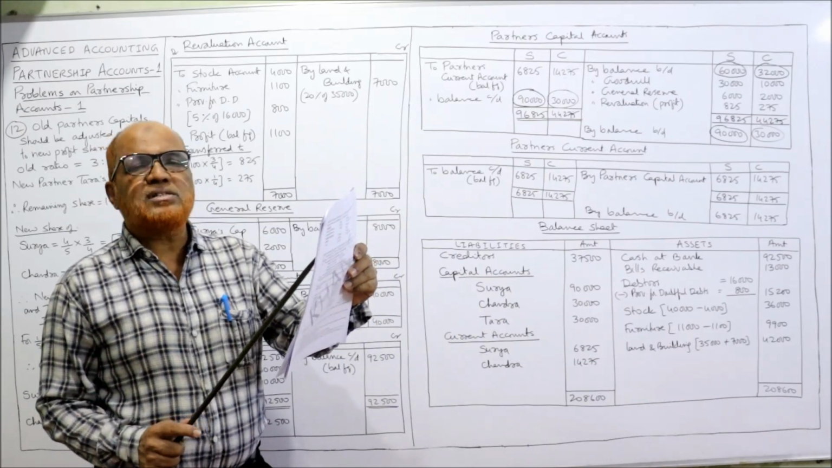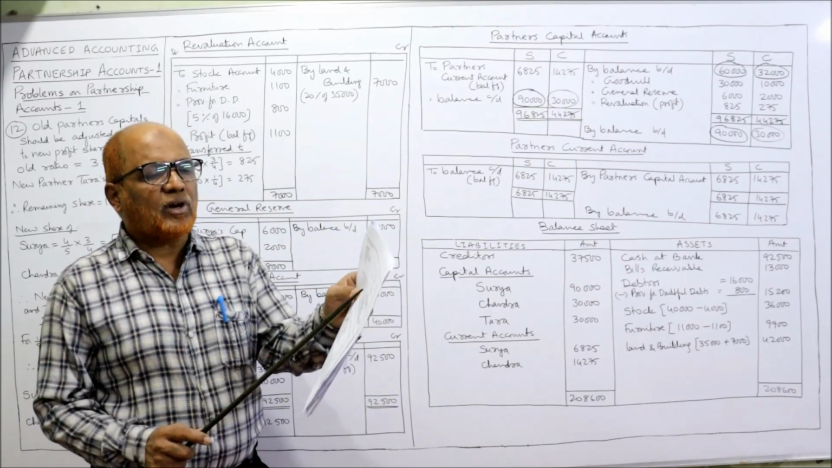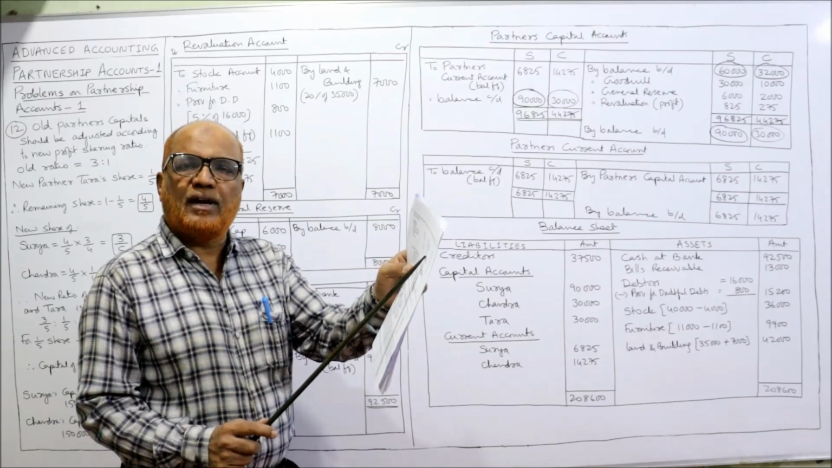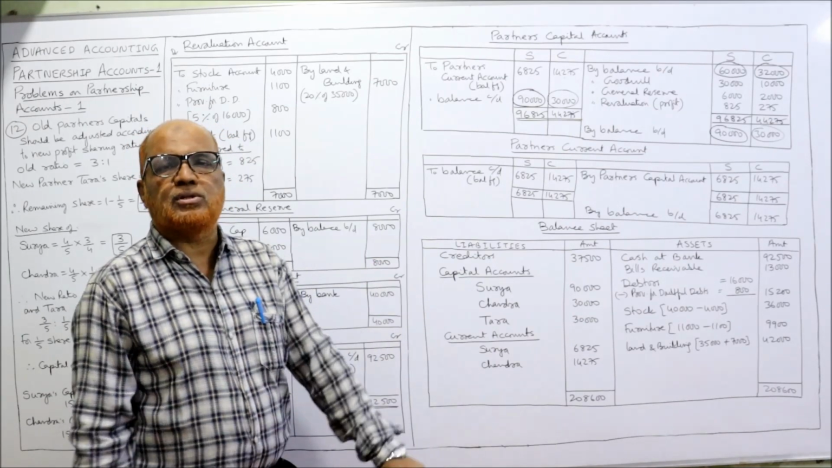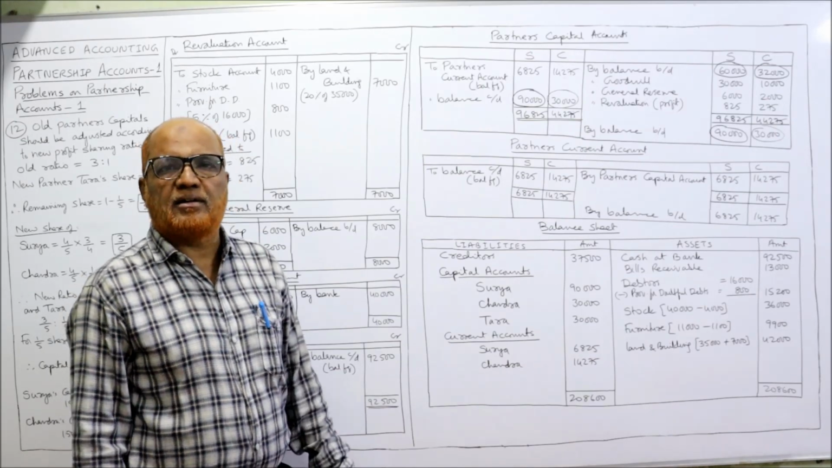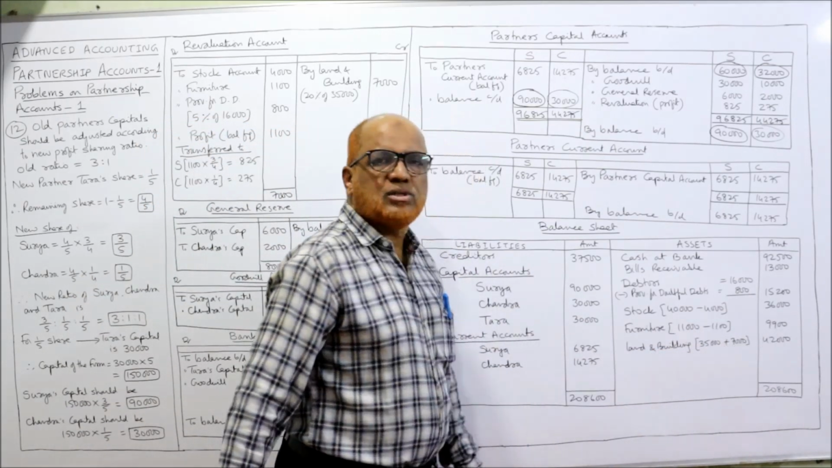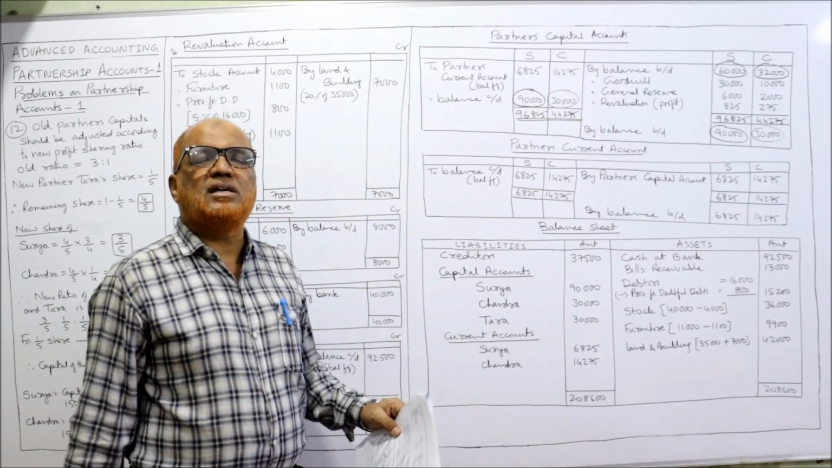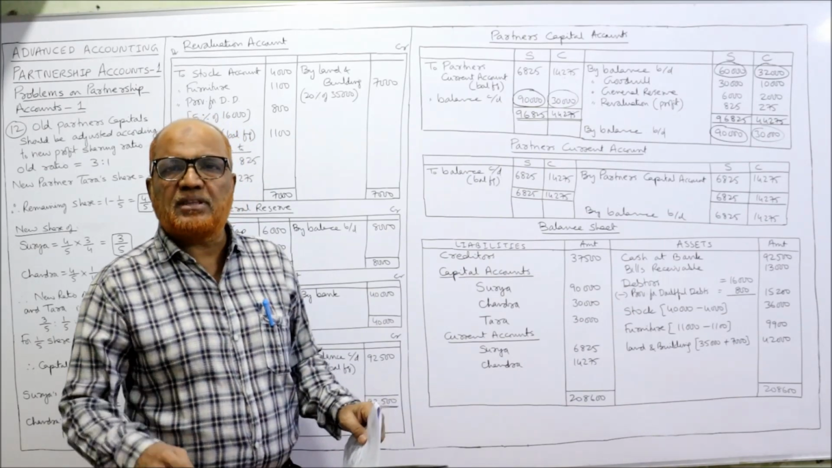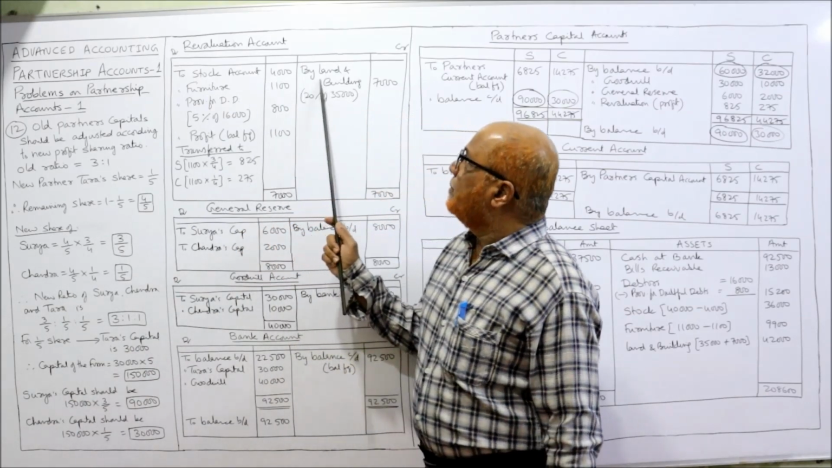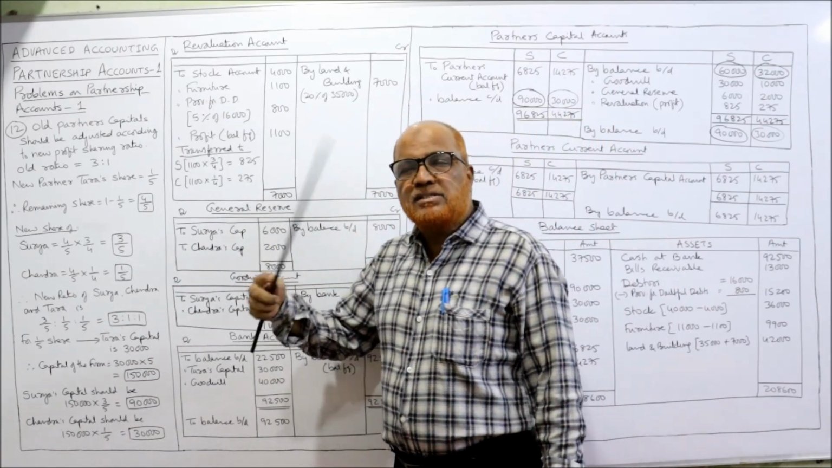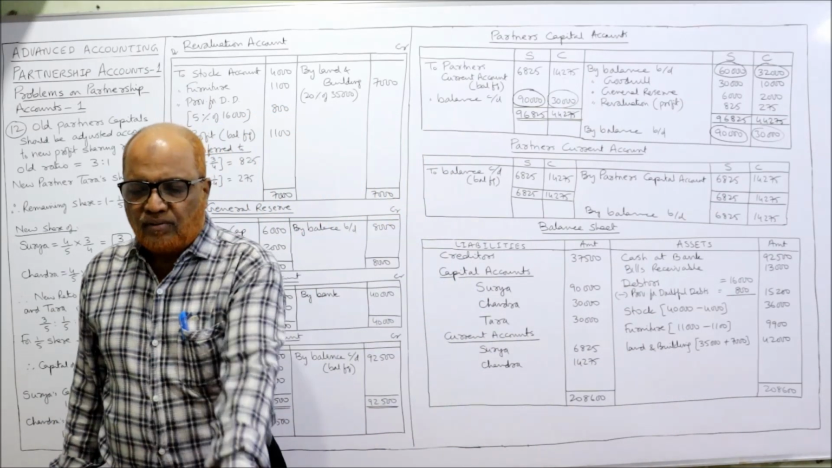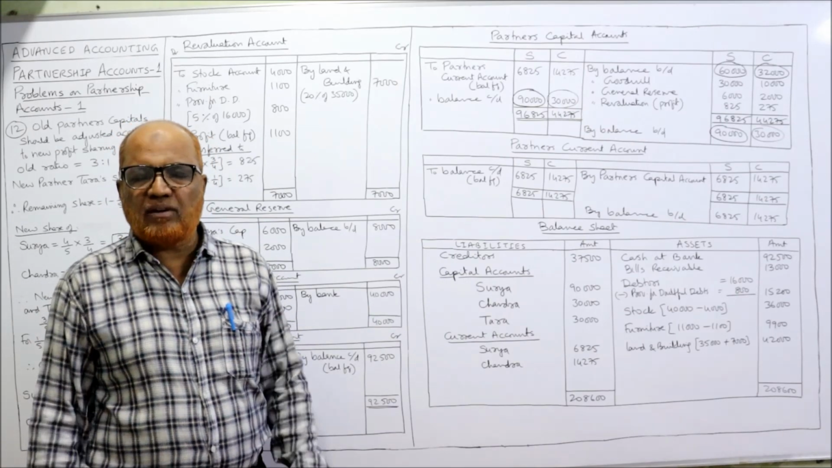Now stock. Stock was reduced by 10%, so 40,000 minus 4,000, 36,000. Furniture also we have reduced by 10%. Furniture was 11,000, so 11,000 minus 1,100, 9,900. And lastly, land and building, 35,000, which we have increased by 20%, that is by 7,000. Here you can see, land and building appreciation of 7,000. So 35 plus 7, 42,000. That's all. We have taken all the items and adjusted everything given in the problem.